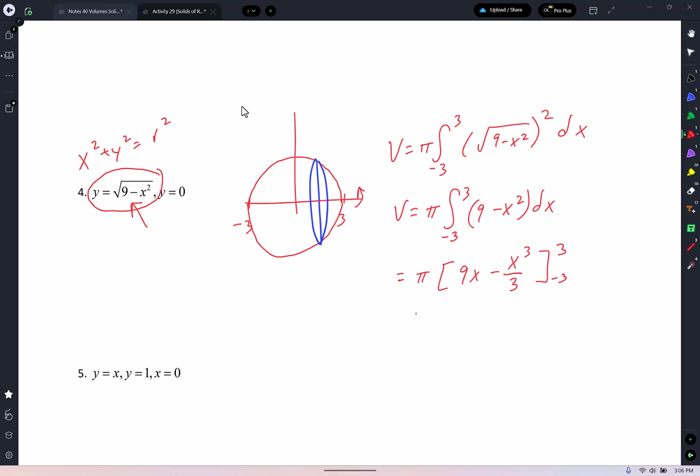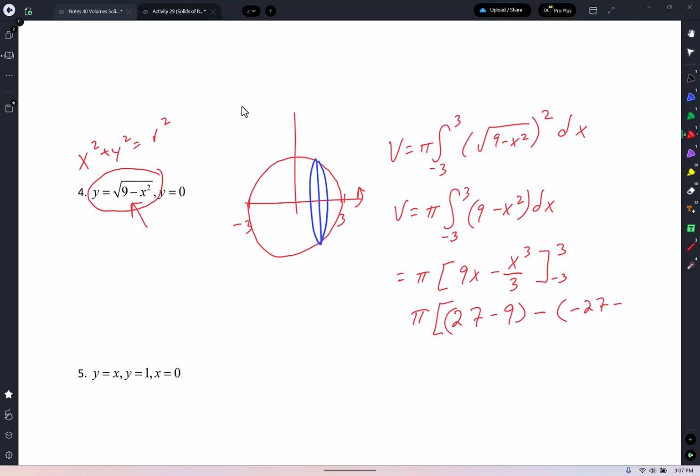Upper minus lower. If you have one term, you could do that, right? But upper minus lower. So 9 times 3, that's 27. Minus 3 cubed. 3 times 3 is 9. 9 times 3 is 27. Divided by 3 is back to 9. So 27 minus 9. That's the upper. Minus, parenthesis, 9 times negative 3 is negative 27.